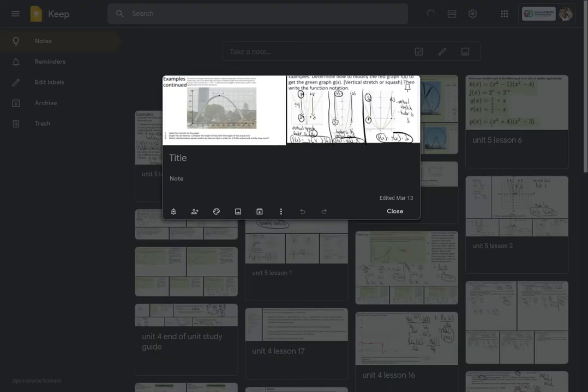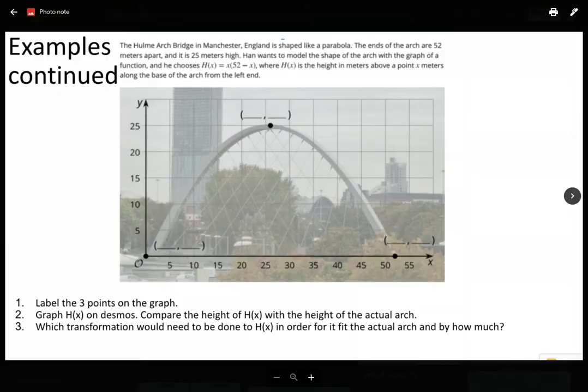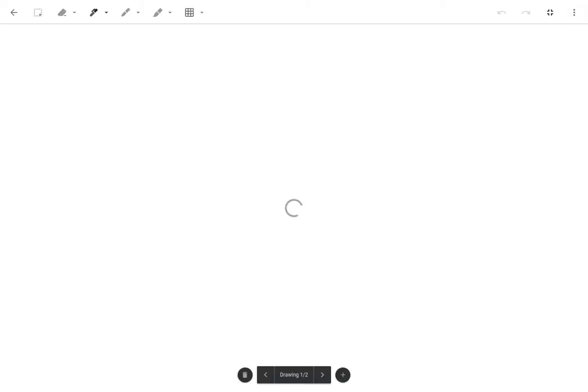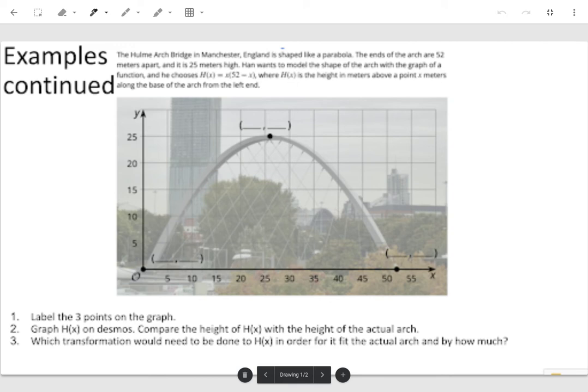Let's go ahead and look at the second part of the examples. So, the Hulme Arch Bridge in Manchester, England is shaped like a parabola. The ends of the arch are 52 meters apart, and it is 25 meters high. Juan wants to model the shape of the arch with a graph of a function, and he chooses h of x equals x times 52 minus x, where h of x is the height in meters above a point x meters along the base of the arch from the left end.